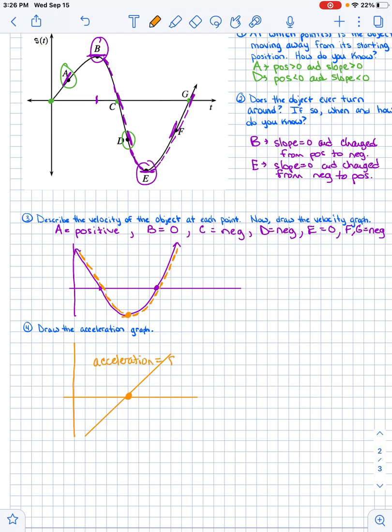This is the second derivative. The velocity was this graph, the first derivative.